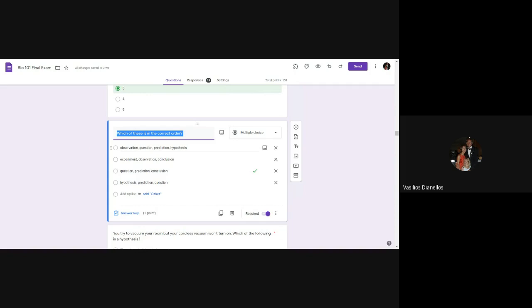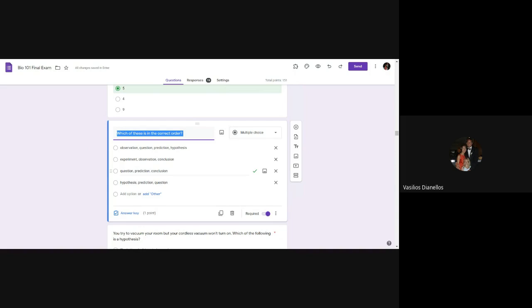The hypothesis comes before the prediction, because remember, you come up with one hypothesis, and then there's multiple predictions that you can come up with to test your hypothesis. So that's not the right answer. Experiment, obviously, that's not going to come first. Question. Granted, sometimes it does just start with a question, like in lab. In lab, you don't usually observe something. Usually, I just pose a question, and then in lab, you answer the question.